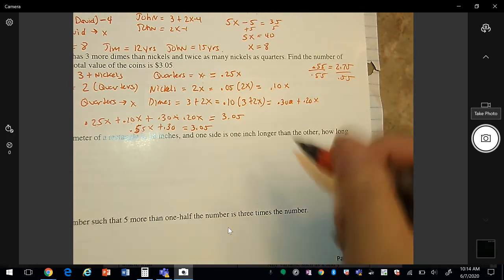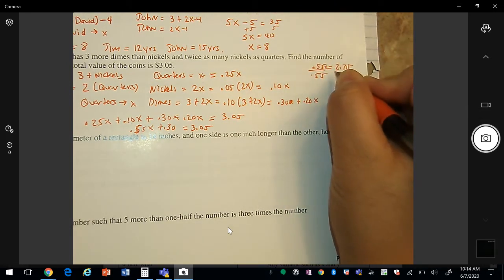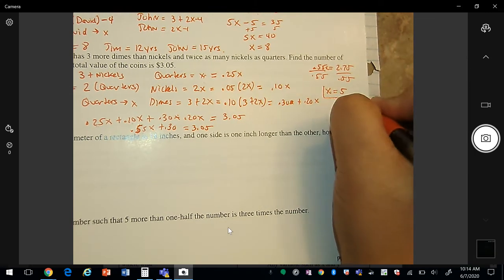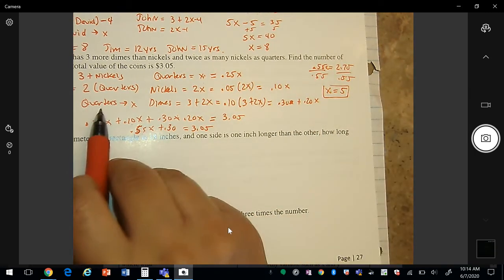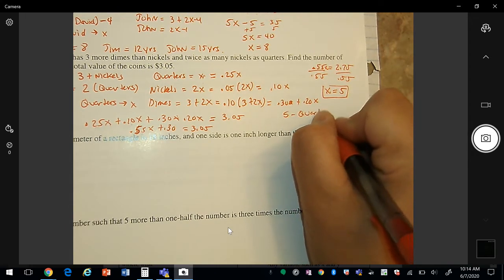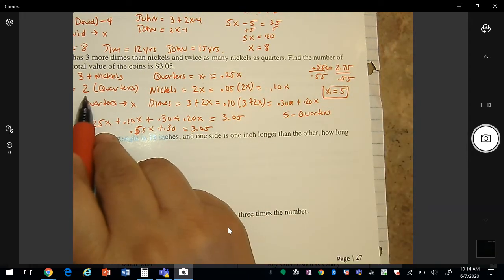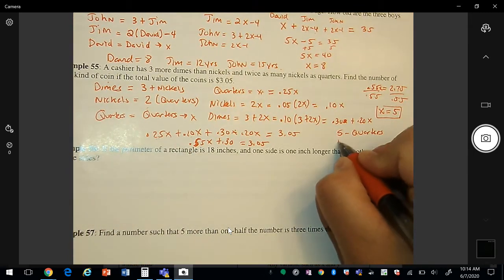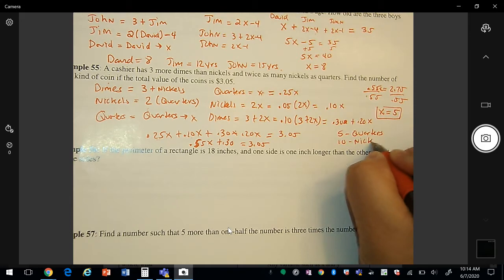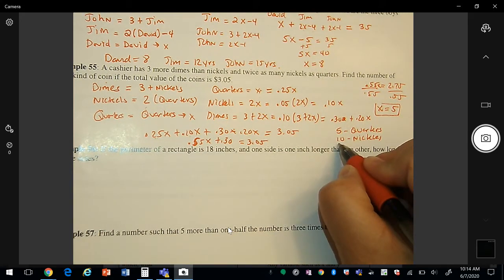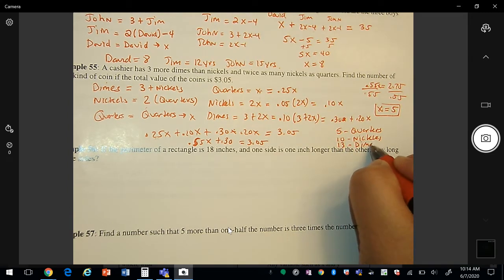So 2.75 divided by 0.55 would give us x is equal to 5. So that means that we have 5 quarters. And the nickels is 2 times the number of quarters, so that means we have 10 nickels. And the dimes is 3 plus the number of nickels, so that's going to give us 13 dimes.